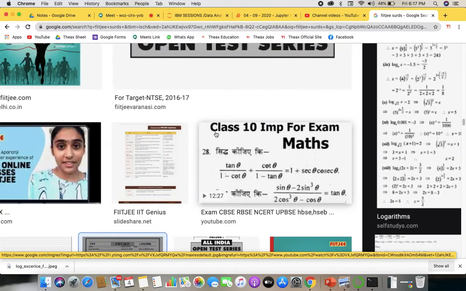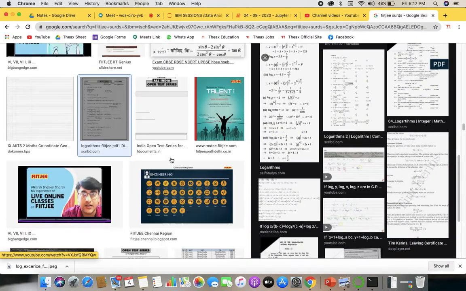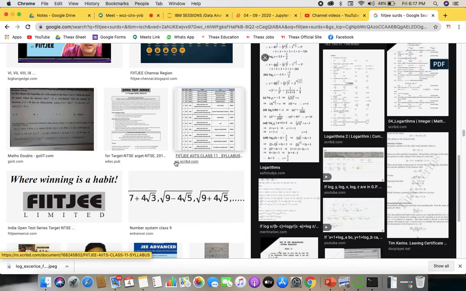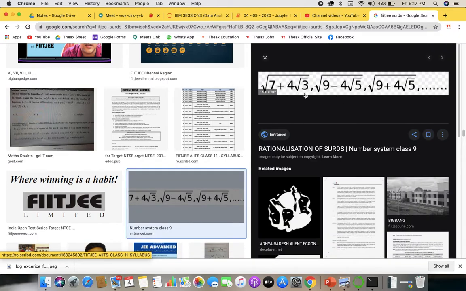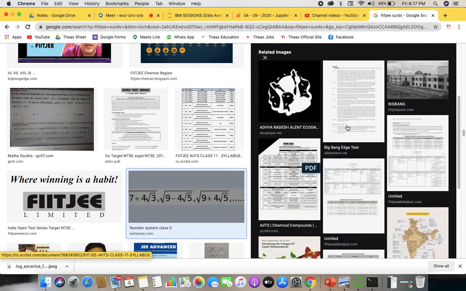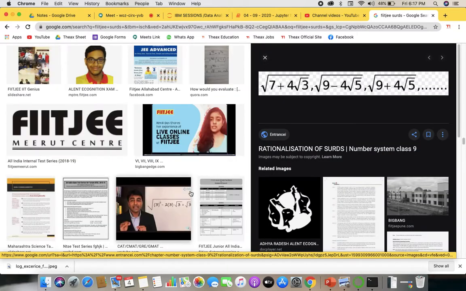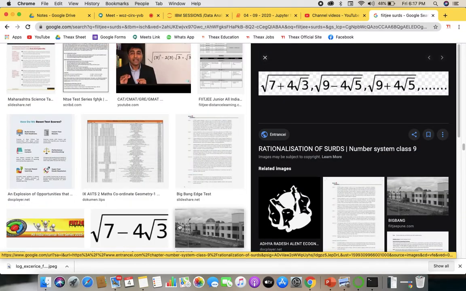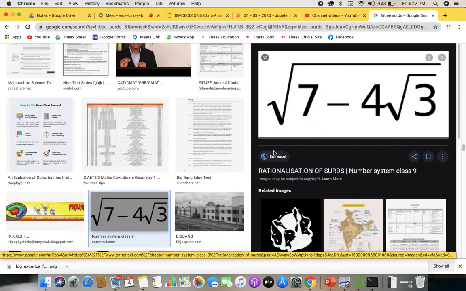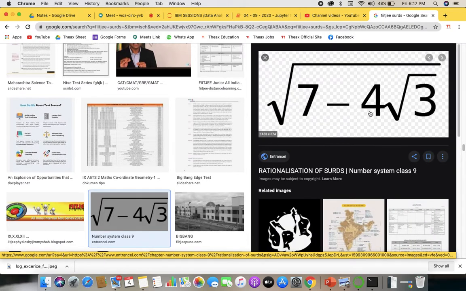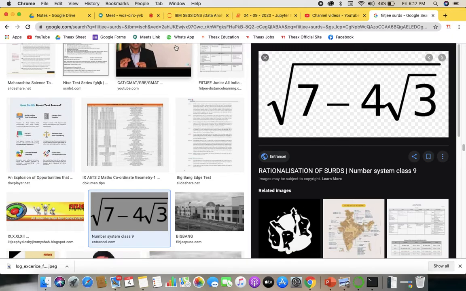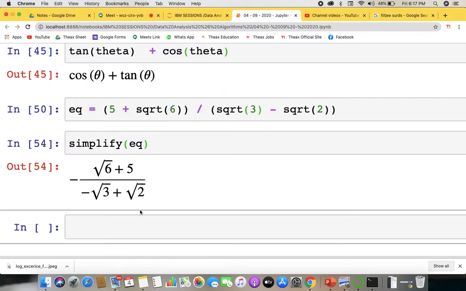Okay, fine, right? So we'll be solving the things accordingly. A lot of questions will be there. Have you solved these questions in mathematics? You might have solved them, right? But how to solve this on the computer? What is the value of 7 minus 4 root 3, under root? So how will you be equating this?